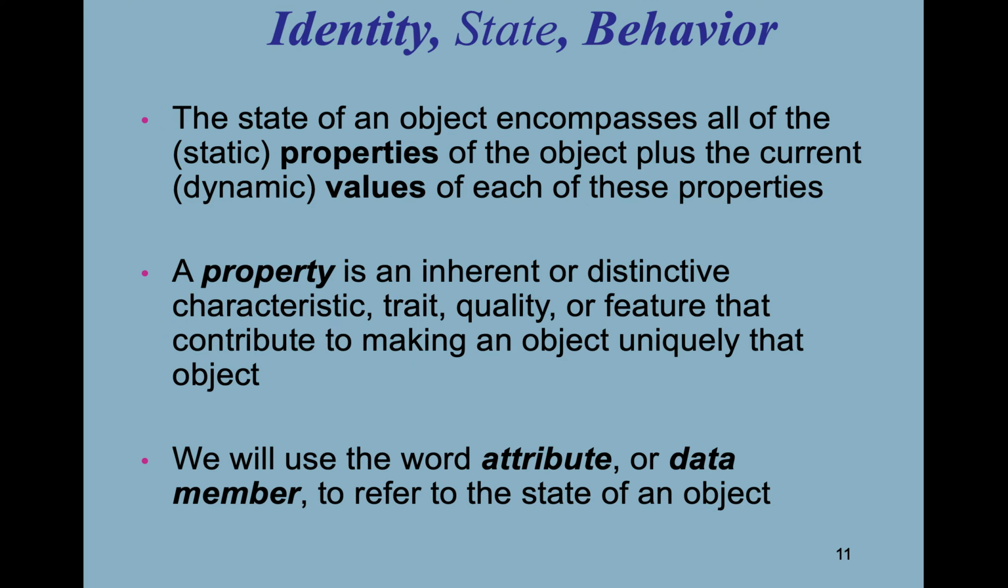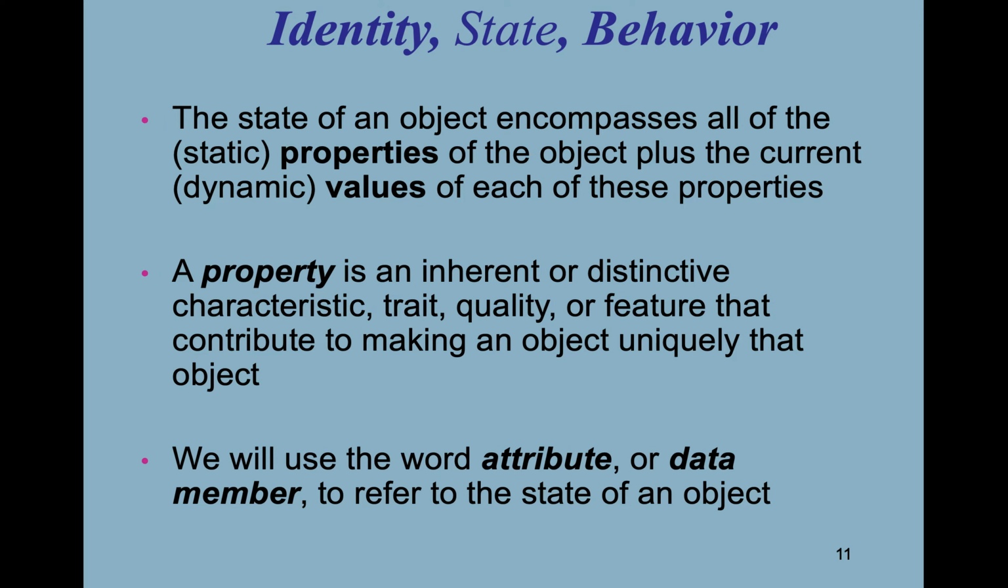Now the states are the properties or the values of the data that the object is holding on to. A property is an inherited or distinctive characteristic, trait, quality, a feature. It contributes to making the object unique. What makes the object unique is its data and its member functions. So the states are, is the elevator turned on? Is the elevator turned off? It's basically controlling the current environment of the object.